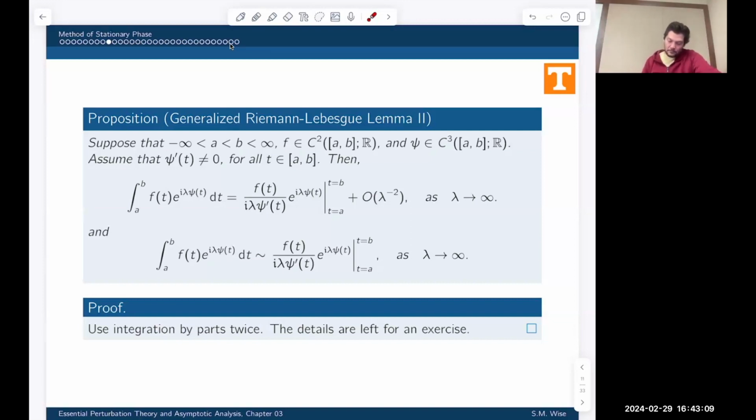But then I claim I can show that this integral from a to b of f of t e to the i lambda psi of t dt, where lambda's our large parameter now, is equal to this value. Now, where does this value come from? Well, it comes from our first integration by parts, using v to be f and du to be all the rest of the stuff. And so u is just going to be this bit here, and this is just vu evaluated at the endpoints, t equals a, t equals b.